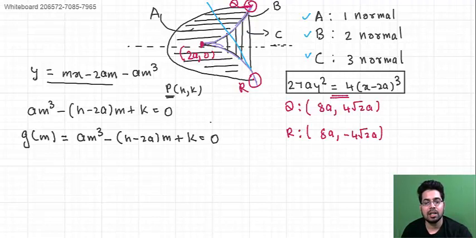Now let's talk about the case where two normals can be drawn. If two normals can be drawn, that means two different values of slopes are possible, let's say m1 and m2. So two roots are possible. So can I say that the third root would be an imaginary root?